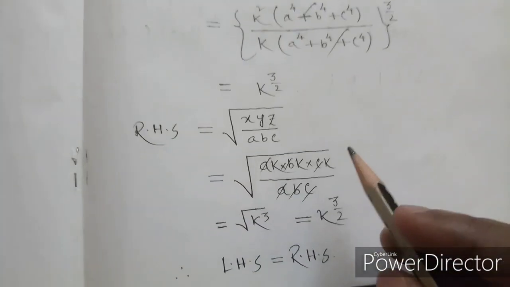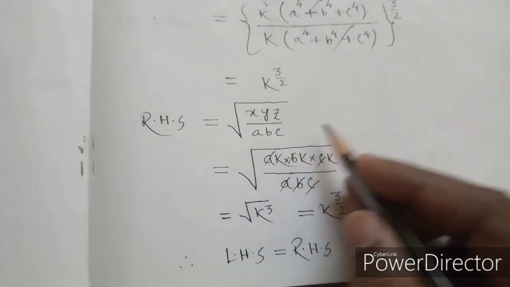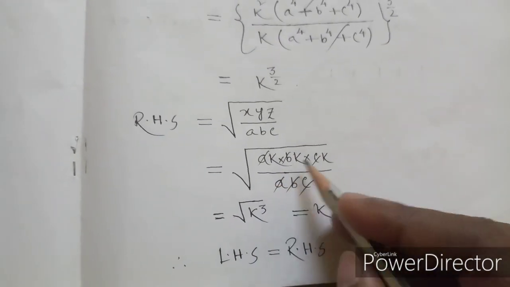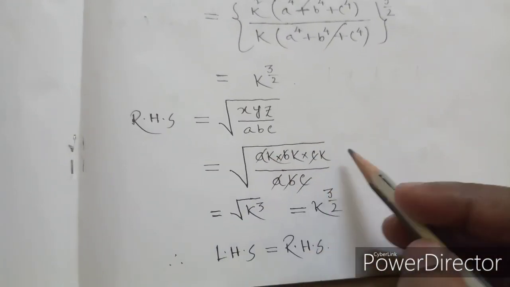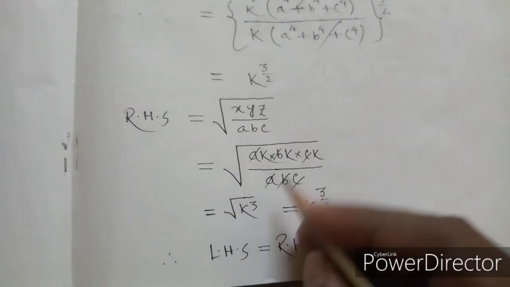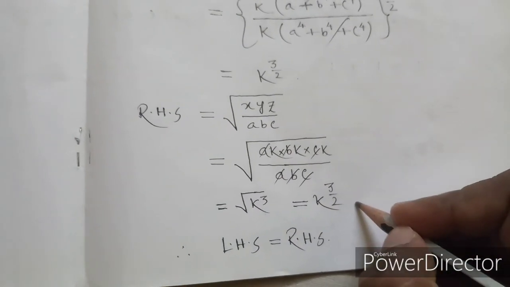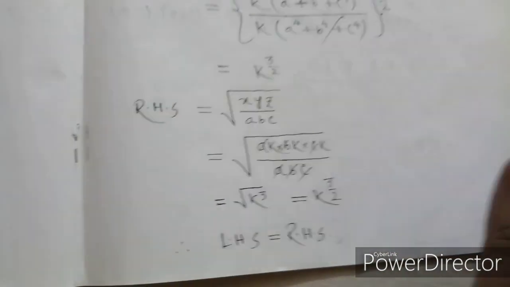And now the right hand side, root under xyz by abc. So this should be ak into bk into ck by abc. abc all are cancelled out. So root under k³, that means k to the power 3/2. So left hand side equals right hand side, hence proved.